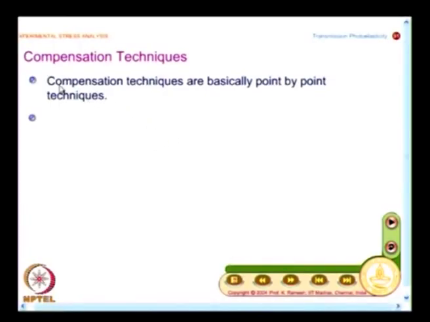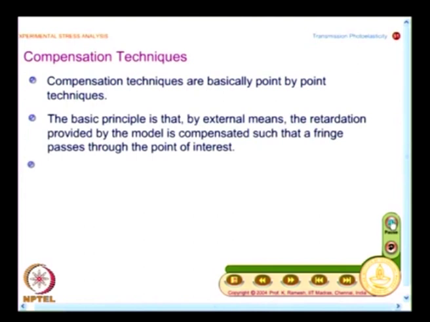So, do not think a whole field technique always gives whole field information. The moment you employ a compensation technique, you reduce this to a point by point method. So, this is what you have. Compensation techniques are basically point by point techniques. And what is the principle? By external means, the retardation provided by the model is compensated such that a fringe passes through the point of interest.